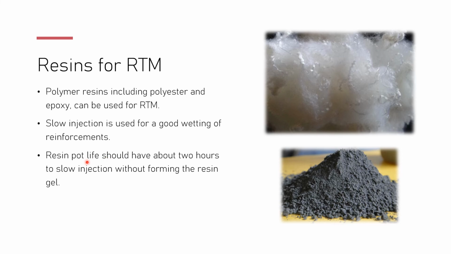That's when your inhibitor is added for the polymer reaction in the resin system. So about 2 hours, so you need to slow the injection without forming the resin gel, because we don't want to mess up. Therefore you take time to do the injection. You can't do the injection so fast. If you do the injection so fast, you get a mess.